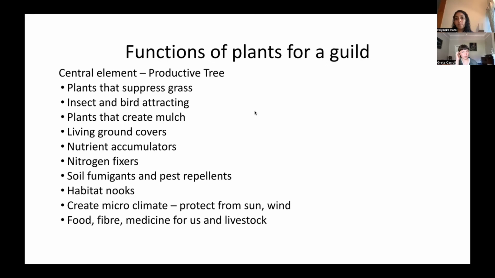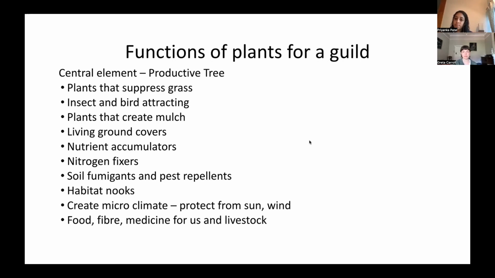We want plants that suppress grass. We want plants that attract insects and birds to help with pest control. We want plants that create mulch, so plants that can be chopped and dropped, or living ground covers to help with mulch. Plants that accumulate nutrients, nitrogen fixers, also some plants that could be fumigants or pest repellents in the system. Habitat nooks, which could be things like rocks or logs lying around. And plants that create different microclimates, so protection from the sun or the wind. And also we want to know what we're getting out of the guild, so we want food, fibre, medicine for us and perhaps livestock.